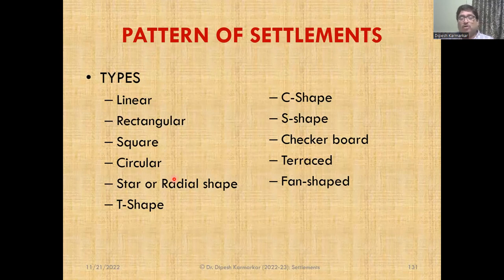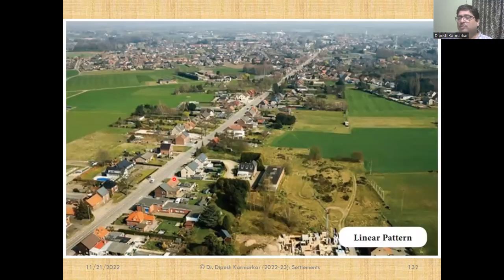If a settlement is located over an alluvial fan, we find that it will lead to a fan shape. So settlements have different shapes, which is a result of physical as well as human factors. So let's check a few images to understand this.